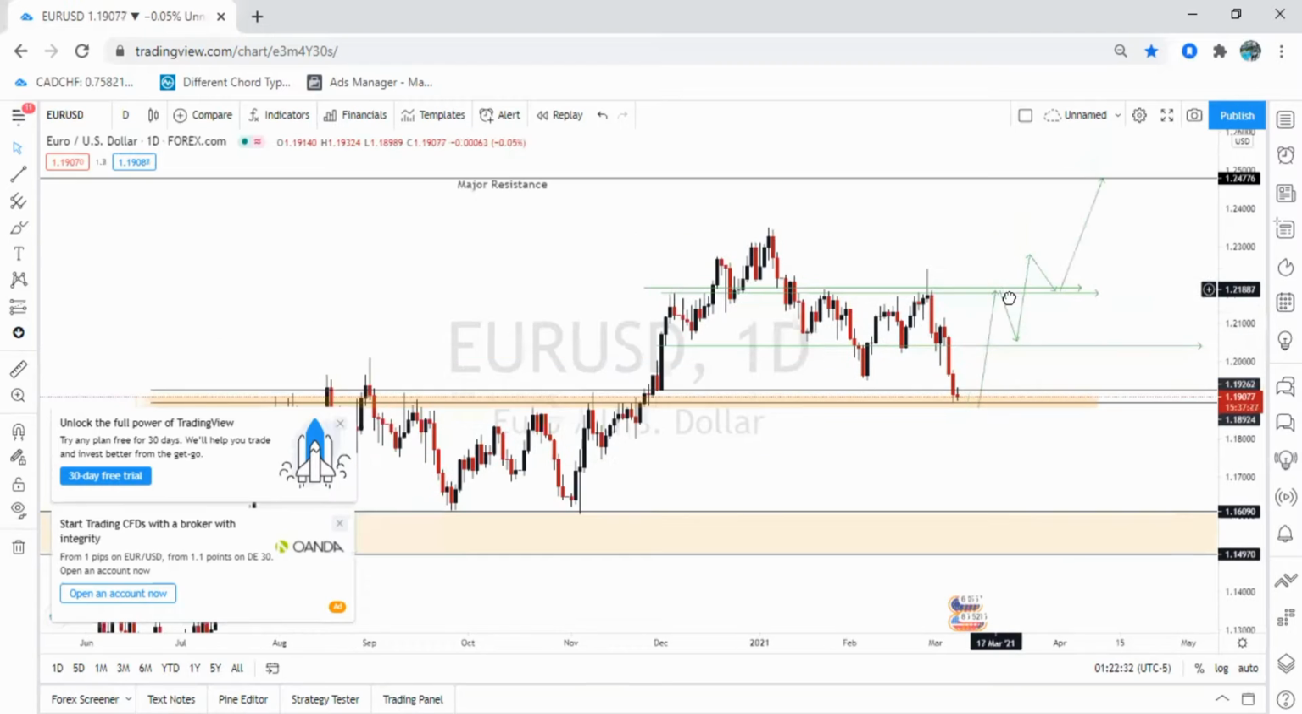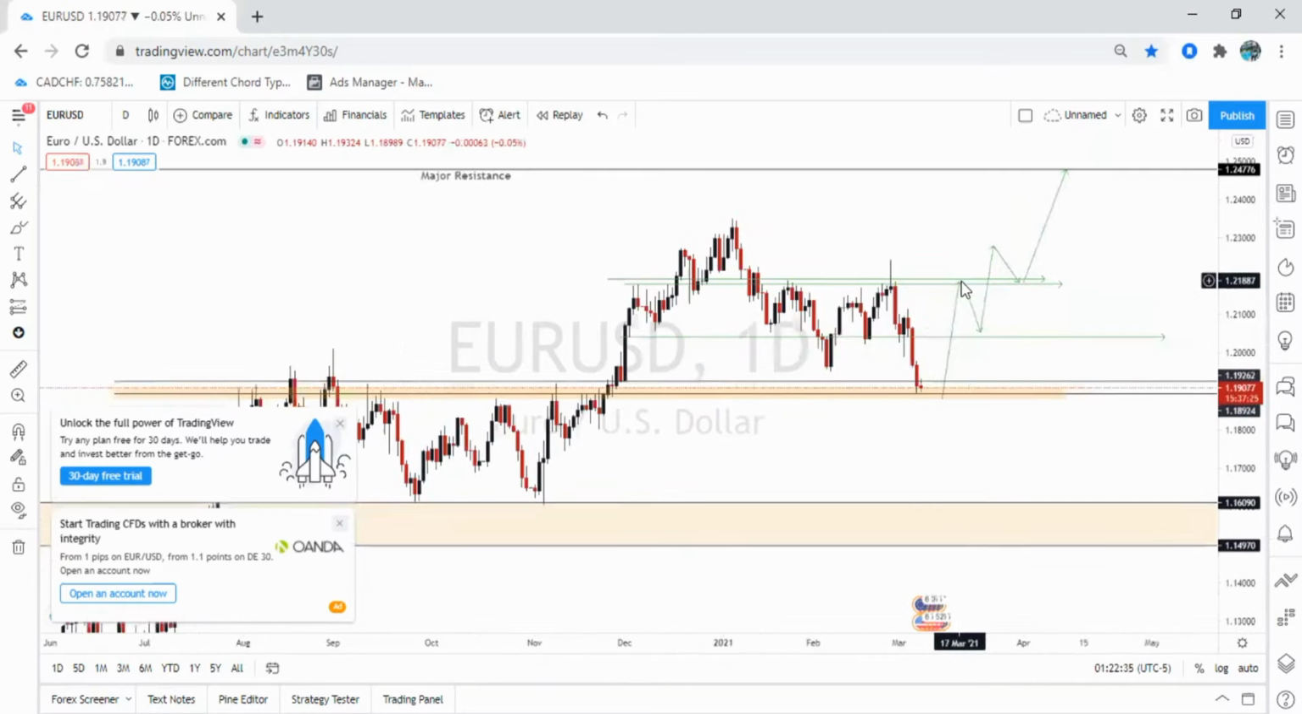So I'm going to take the second trade with higher lots right here if we do get a break from this level and a retest and buy confirmation. And then I'm going to take another one here if it does behave the way I expected it to. And then I'm going to be taking profits at my major resistance.